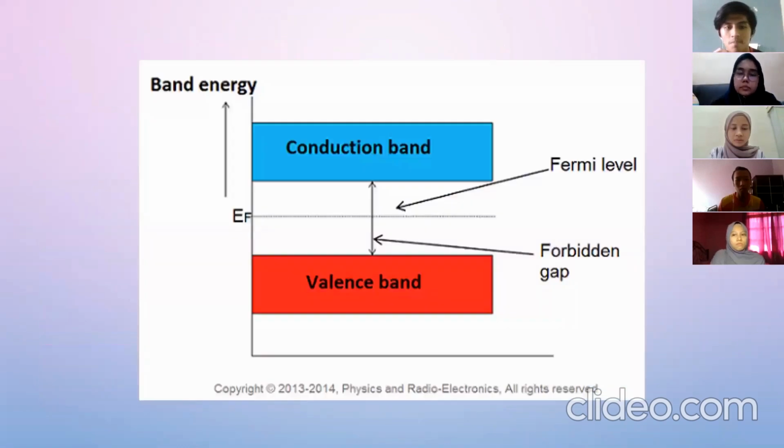Next. This is a diagram of the semiconductor, for example, where the Fermi level lies between the conduction band and the valence band. The space between the conduction band and valence band is the forbidden gap. EF is the Fermi energy.